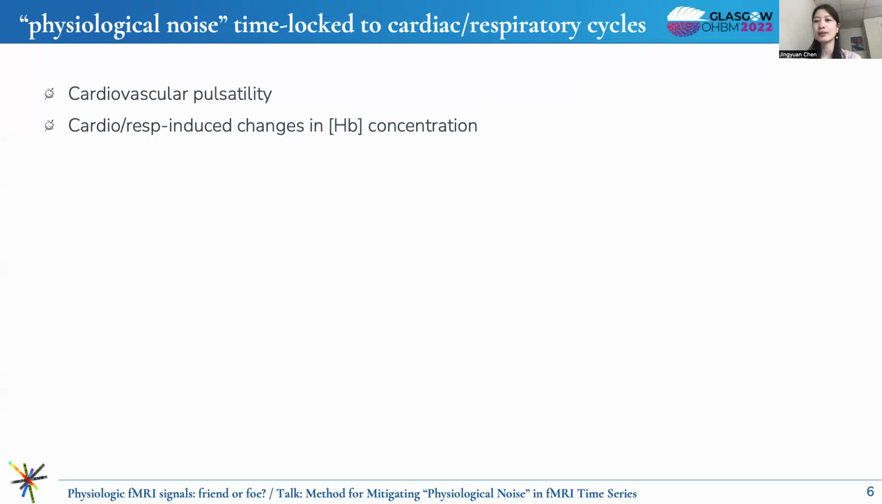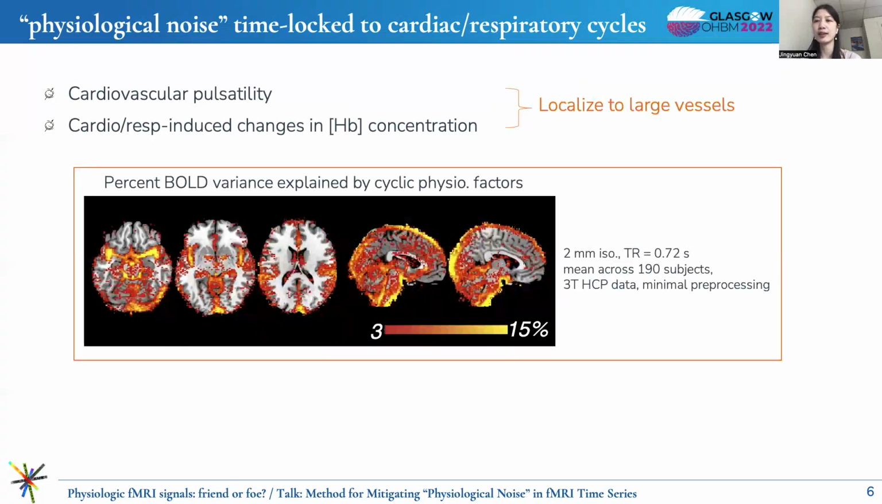So signal variations incurred by these two mechanisms are typically localized to big vessels. For instance, here plots the spatial distribution estimated from the Human Connectome Project data. As you can see, those big vessel areas have the most influence from these cyclic physio factors. And in particular, for some regions like insula or brainstem, they are in the vicinity of those big vessels, so the contamination is more severe, and we should be quite careful about it.